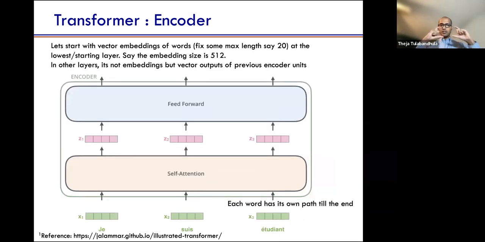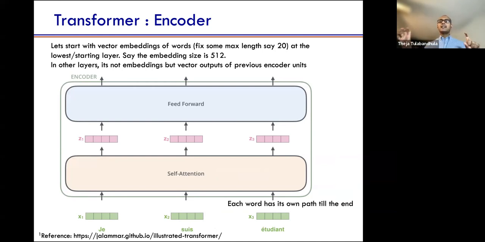So really now we have zoomed into the encoder, and for ease of understanding, let's look at the first encoder. The first encoder is just connected to the inputs, or the word vectors corresponding to the input sequence. So for example, for this French sentence, let's call x1, x2, x3 the input word embeddings for these 3 words.